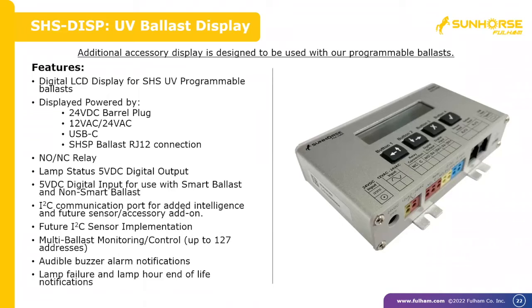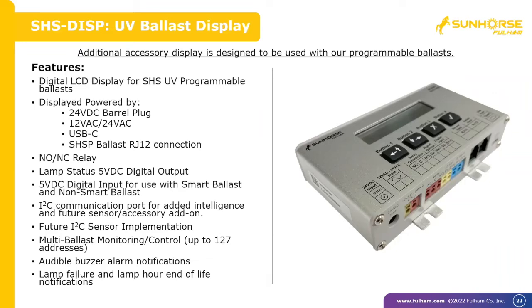The display also has several methods of powering the display. So you're able to power it with 24 volts DC by way of the barrel jack input. It has the capability of working with 12 volts AC to 24 volts AC for anywhere where you have an HVAC application that's using a low voltage transformer. There's also a USB-C connection, so when you hook into your PC, someone's servicing, you have the ability to work with our software and you can pull information directly from the display. And the display can also be powered directly from the ballast when it's plugged into the RJ12 port from the display to the ballast.